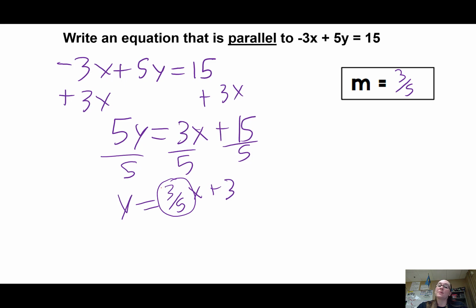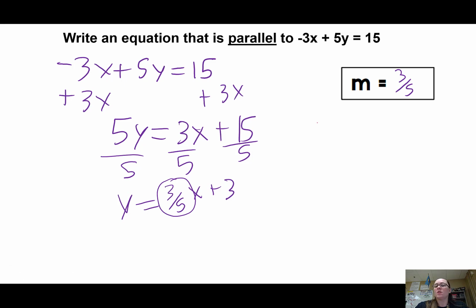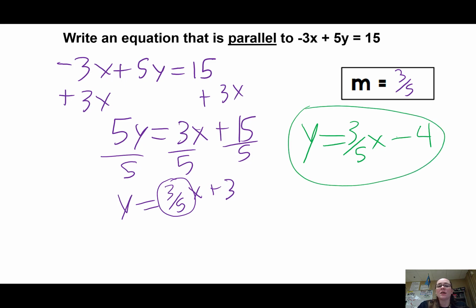Okay, so we're writing an equation that's parallel. We get y is equal to 3/5 x, and let's say minus 4, because we can't use that y-intercept. All right, so there would be my answer. That line's parallel to our original, but with a different y-intercept.